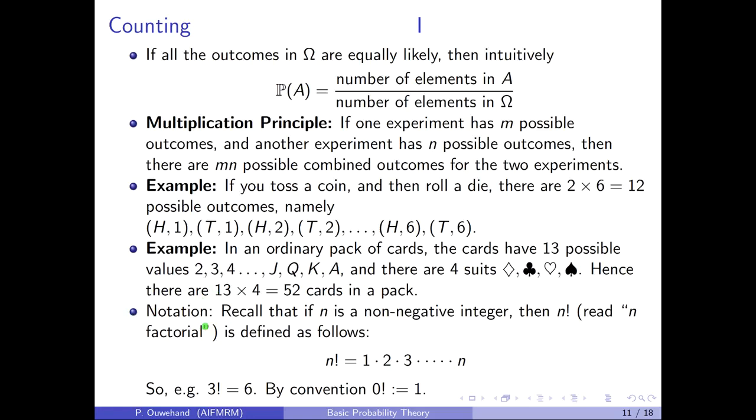Just some notation, recall that if n is a non-negative integer, then n factorial is defined to be the product of all the numbers from 1 up to n. So for example, 3 factorial is just 1 times 2 times 3, and that's 6. Also note the following important convention: 0 factorial is defined to be equal to the number 1.